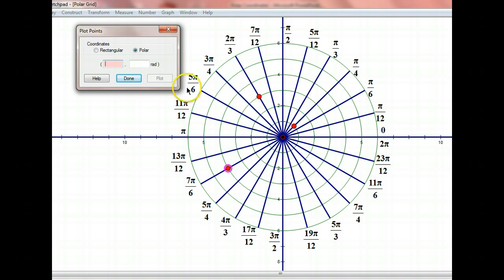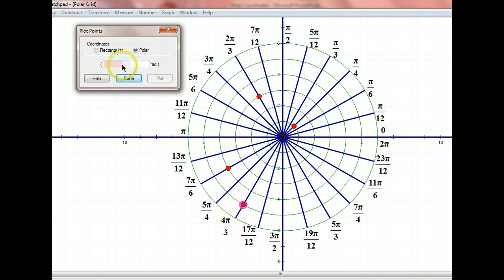Now let's try another one. Suppose that we wanted to be at 4 pi over 3 and 5. So our angle is 4 pi over 3. Our distance away from the pole is 5. So we're going to be here. Now we could also say that's the point, pi over 3, and a negative radius length.